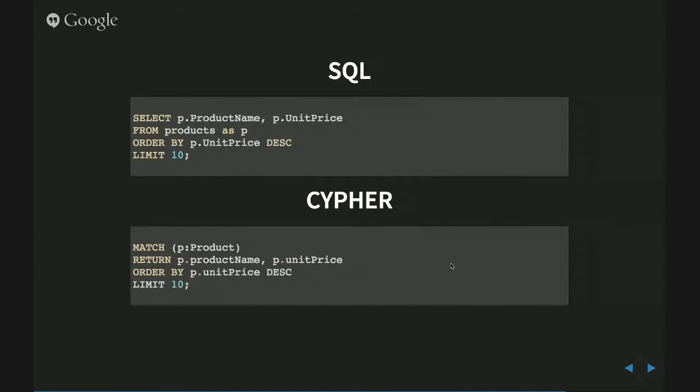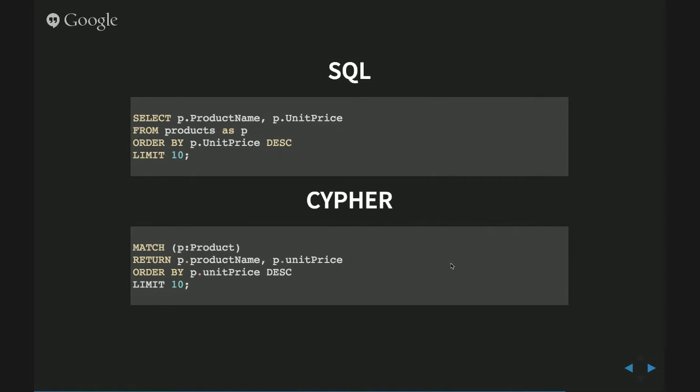Here's a little more complicated example with a limit clause. Select P, product name from products, order by the unit price, give me 10 back. Match on product, give me the two pieces of data I'm looking for. Order by price, limit 10. Not so bad. It's all right.